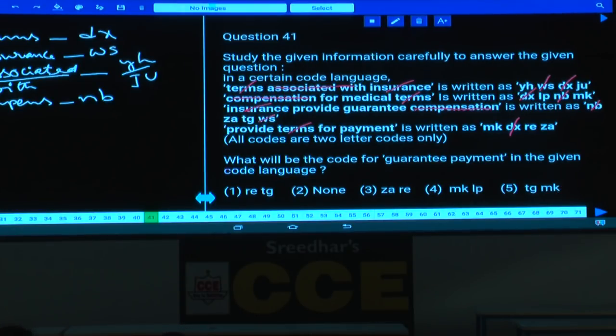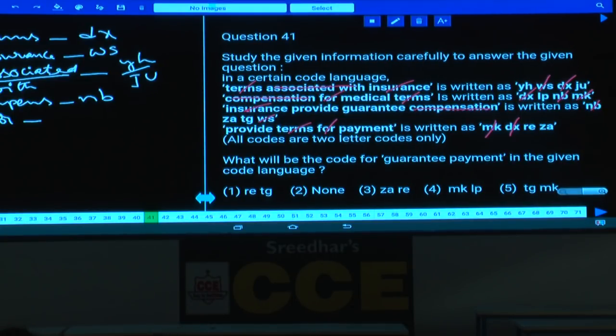Then for and medical. Now if you observe here, for is the word which is common between these two. As for is common, then the code which is common, LP, MK. MK is common between these two. Hence, the code to the word for is MK. As for is MK, what is left over here? Medical. Medical is LP. Now the code to the word medical is LP.